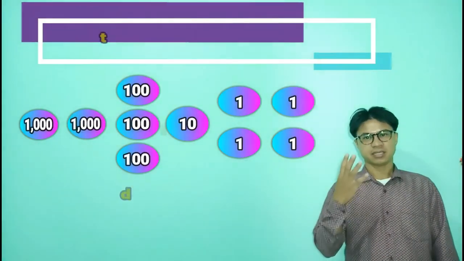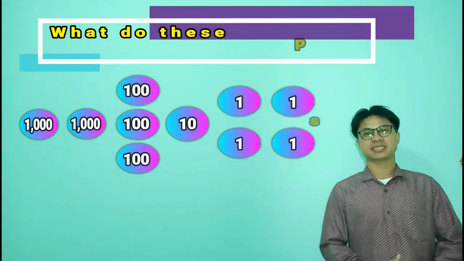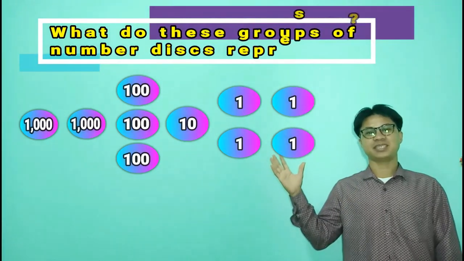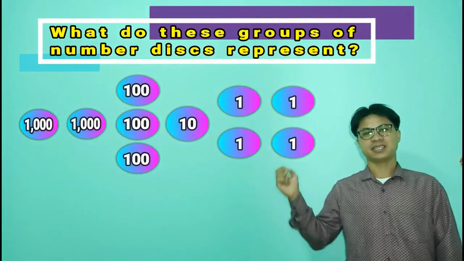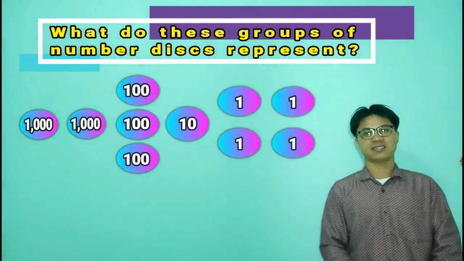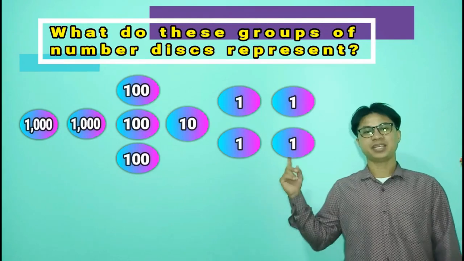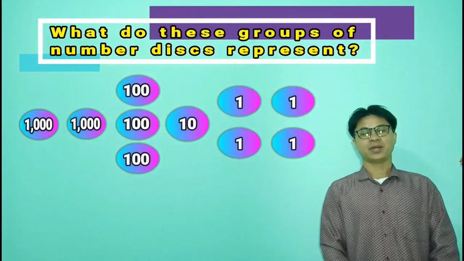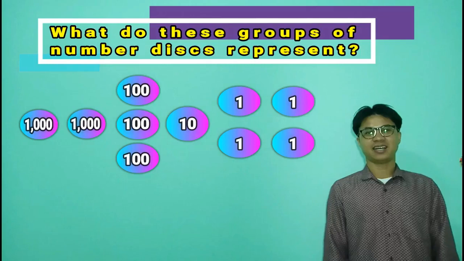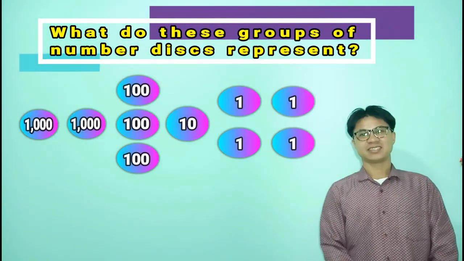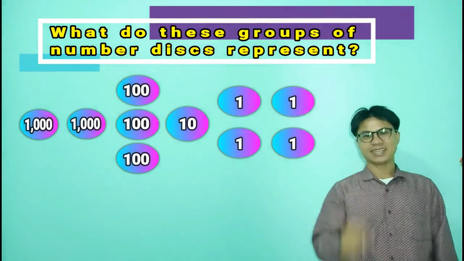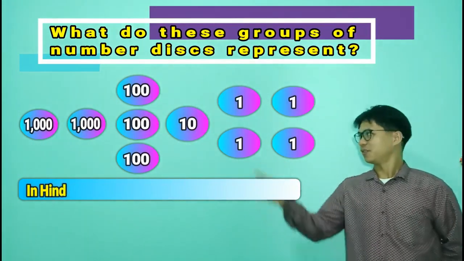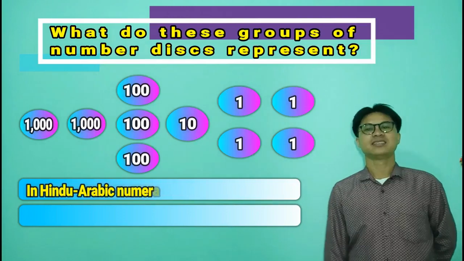Look at here. What do these groups of numbered discs represent? You can count the number of discs, and there is a specific number in each disc. First, how many 1,000s are here? There are 2. And how many 100s? There are 300s. How many 10s? 1, 10 only. And how many 1s? There are 4.